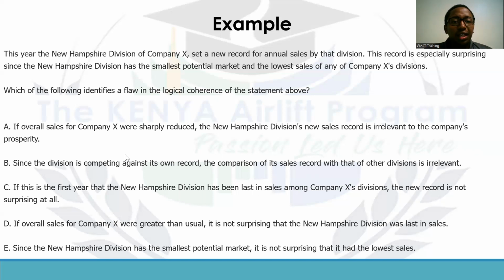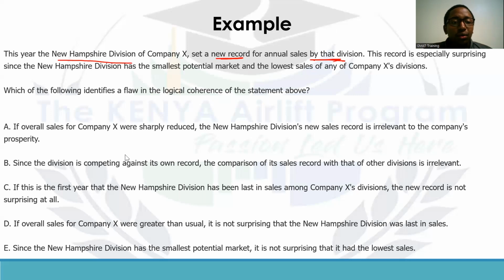We see here that there is a new record of sales by this New Hampshire division, and this is a record by that division. And then the record is surprising because these sales, even if they broke the previous record, are the lowest sales of any other division of that company. Which of the following identifies a flaw in the logical coherence of the statement above?